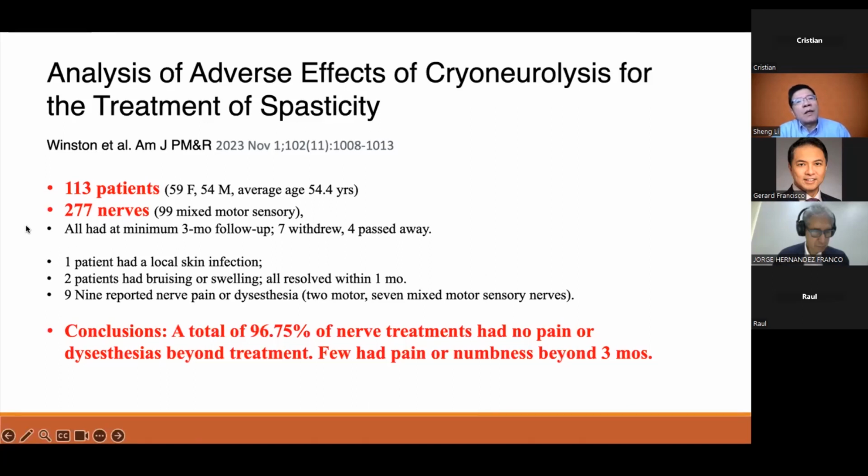So he reviewed the charts from 113 patients, and 277 nerves were blocked with cryoneurolysis. Overall, it was very safe. A total of 96.75% of the nerve treatments had no pain or dysesthesia beyond treatment, and only a few cases had pain or numbness beyond 3 months. So overall, it's safe.